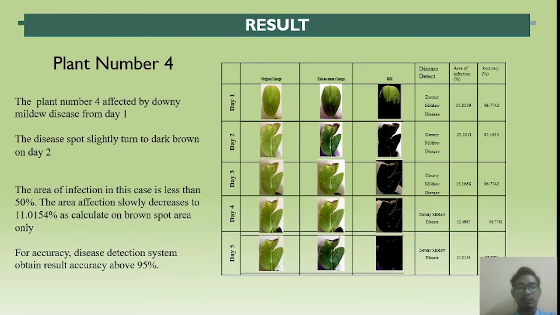Okay, for the result of plant number 4. Plant number 4 was affected by downy mildew disease on day 1. The disease spot slightly turned brown on day 2. The area of infection in this case is less than 50%. The area of infection slowly decreased to 11%, calculated on the brown spot area only. For accuracy, the disease detection system obtained a result accuracy above 95%.